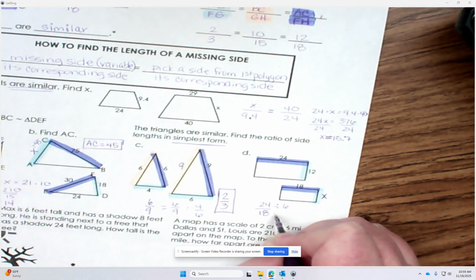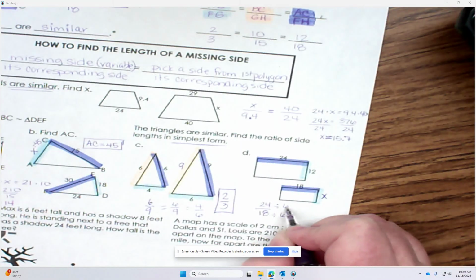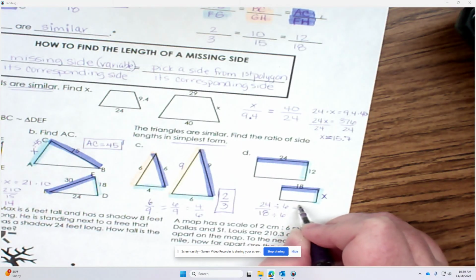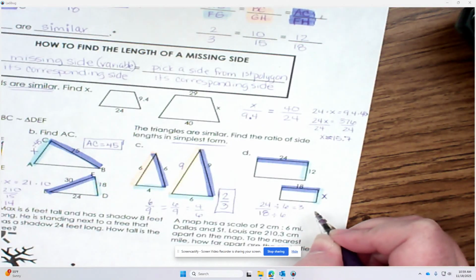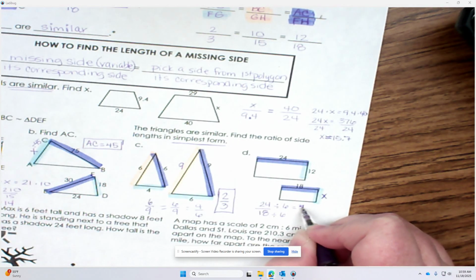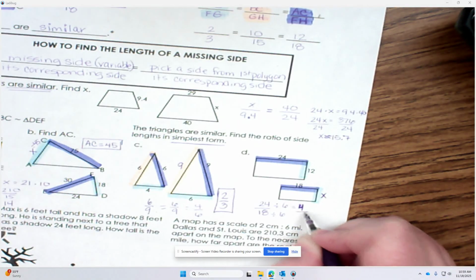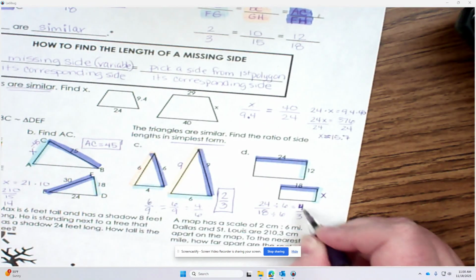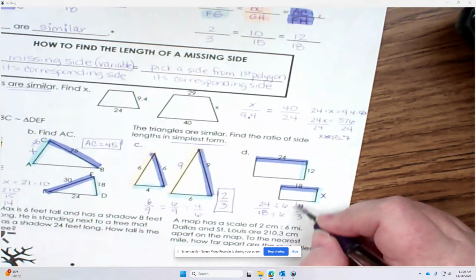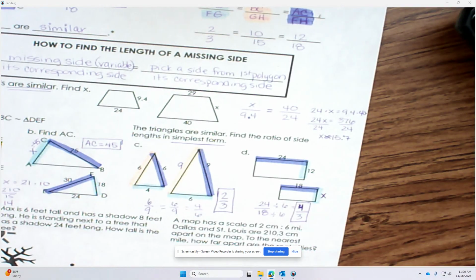I divide by 6 here and here. I get 24 divided by 6 is equal to 3. Ha, just kidding, testing you to see if you're paying attention. 24 divided by 6 is 4, and 18 divided by 6 is 3. So I get 4 over 3. So I can go ahead and I can write it like that.